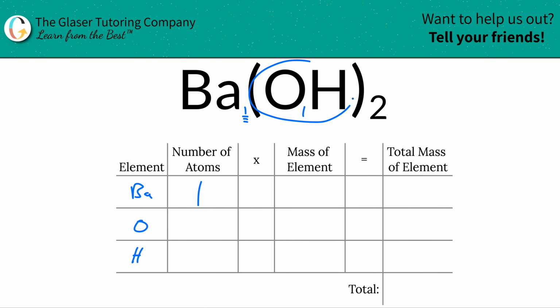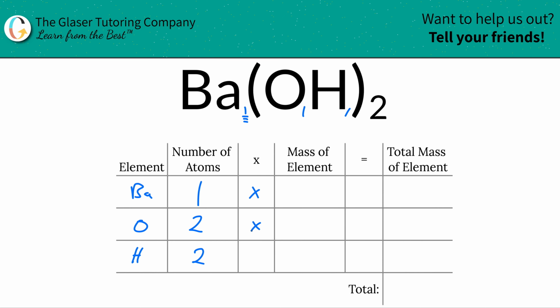So if in each single hydroxide there's 1 oxygen, but then you have 2 hydroxides in total, well then you'd have 2 oxygens, right? In other words, all you'd have to do is take this subscript and multiply it by that subscript to find the total number of oxygen. So that would be 2. And the same thing for hydrogen. The subscript there is 1, but since it's part of hydroxide, we've got to multiply it by the 2 outside, so that would be 2 hydrogens in total.